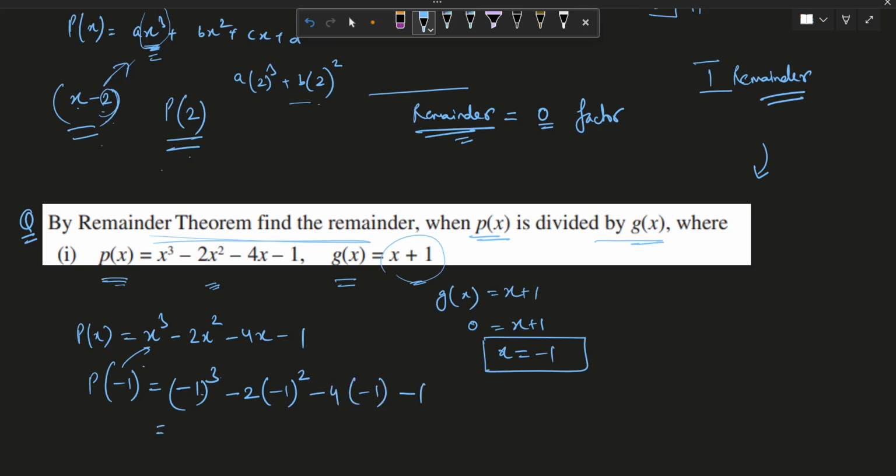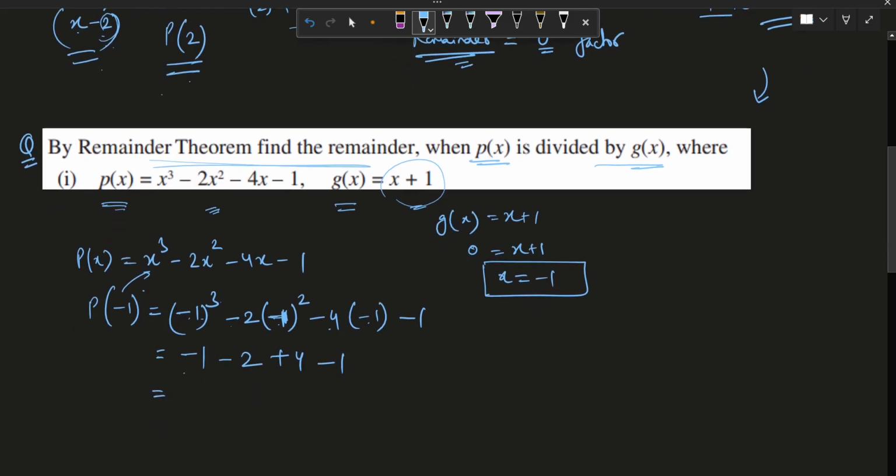Now whenever you have minus 1 cube, any number's negative cube, just take care of negative signs because this will come as minus 1 only. Minus 2 into plus 1 because it is minus 1's whole square, 1, so minus 2 only. This is minus 4 into minus 1, plus 4, and minus 1. What remainder are you getting if you solve it? Minus 1, minus 2, minus 3, and minus 1 is minus 4. Here the remainder is 0 coming. It is exactly dividing. So the remainder is 0, so it is a factor.